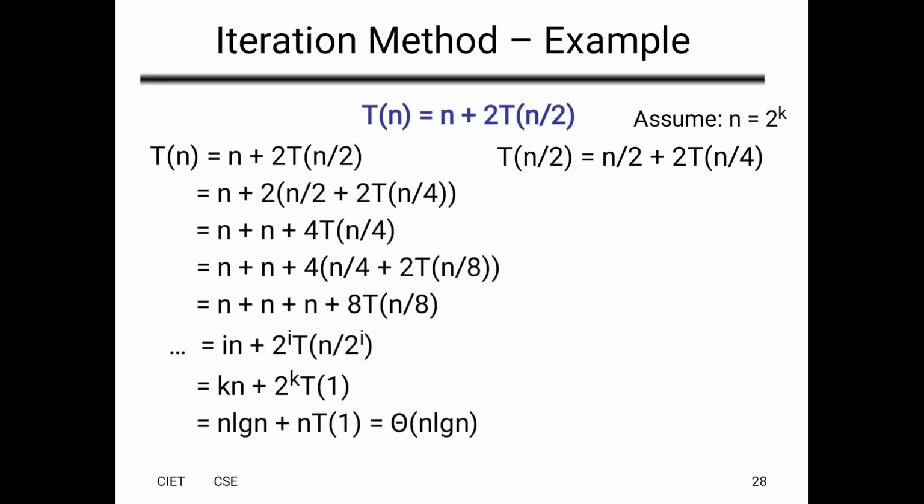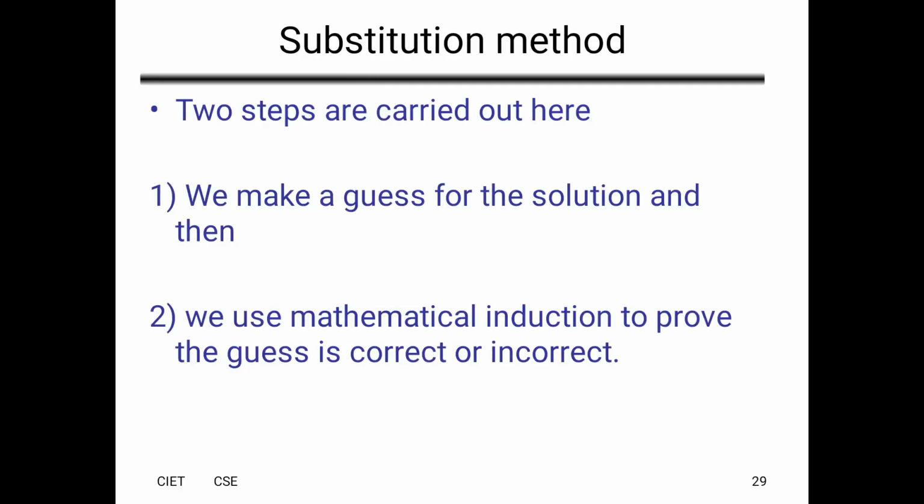And in the fifth step, we are assuming that n is equal to 2 power k or 2 power i. So the final equation is n log n plus 2nT(1), which is equal to theta of n log n. So that is the final equation. And the substitution method: in the substitution method, we have two steps carried out here.